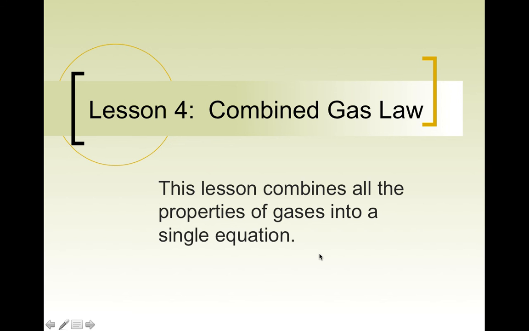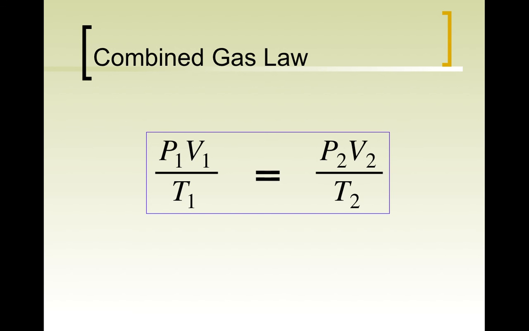The last one is the combined gas law. It combines all the gas laws. You can see now that as I look at this, if I circle these, I have a relationship between P and T, that's Amontons' law. I have a relationship between V and T, which is Charles' law. And I have a relationship between P and V, which is Boyle's law.